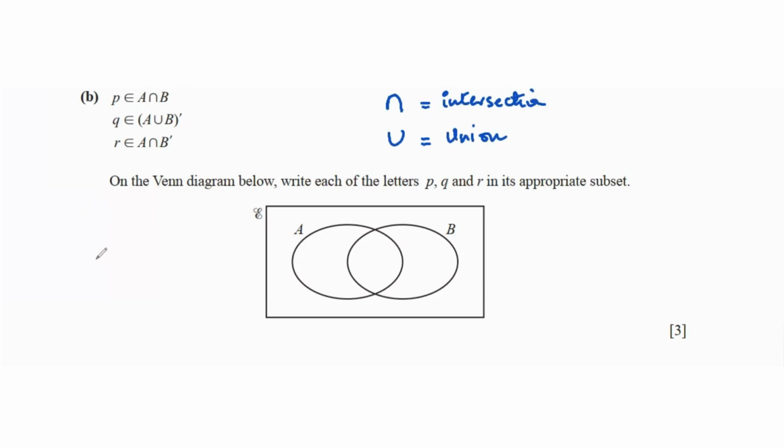So A intersection B is P. So P is over here. A union B complement. So that means everything except for A and B. So that's going to be over here outside the sets. And A intersection B complement is going to be over here, just in A.